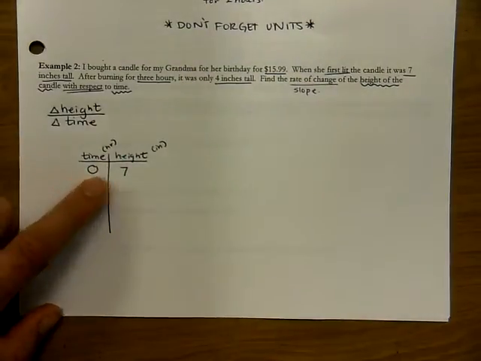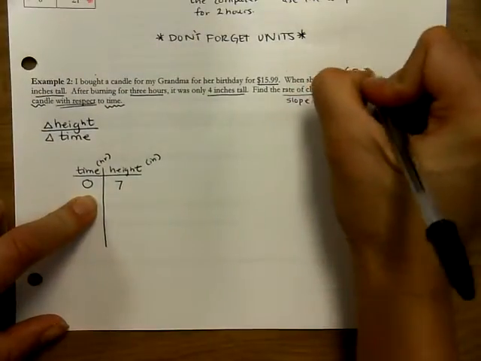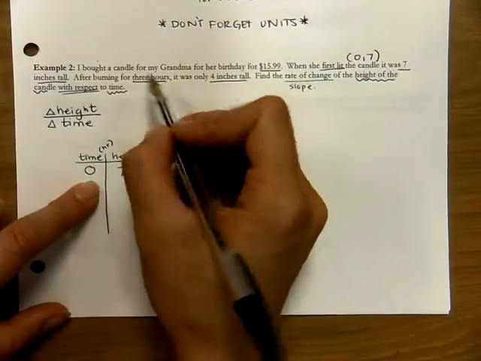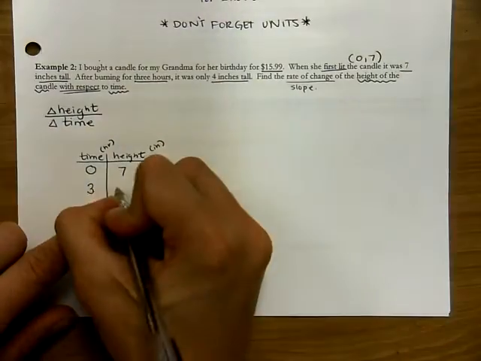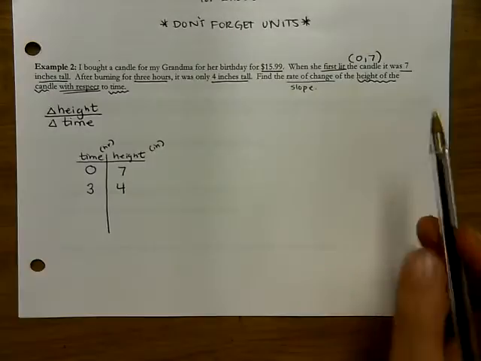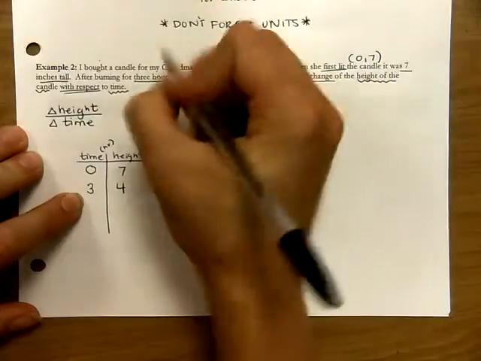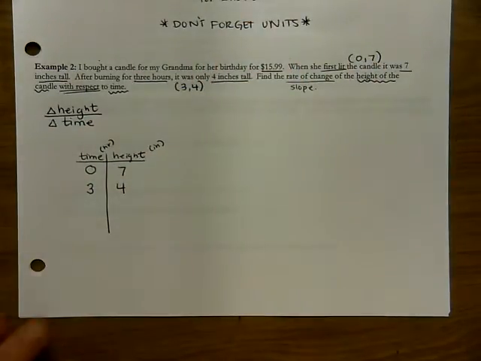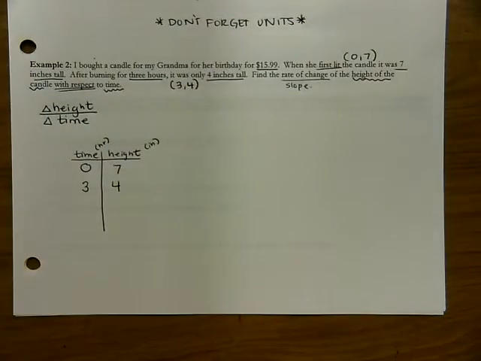So you could make it 0 and 7. If you wanted to, you could write that as an ordered pair, 0, 7. That's another way to think through this. After burning for 3 hours, so now 3 hours has gone by, it was only 4 inches tall now because it melted, right? It's shorter. Okay, so we could have, after 3 hours, the height is 4. In other words, you could think of that as 3, 4, if you wanted to think of it as a point. So what we can do in the table, if you haven't done so already, find the rate of change. Go ahead and find that rate of change in the table.